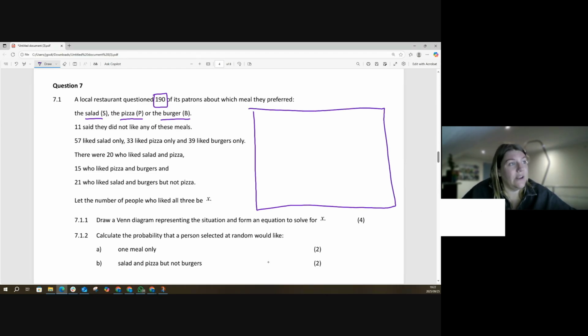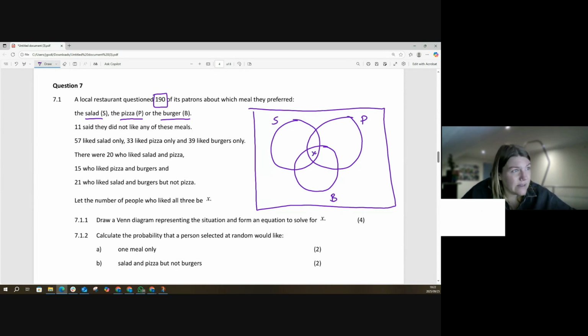So you're going to have your 3 circles. Salad, pizza, burger. This is X. And it is for 190 patrons.